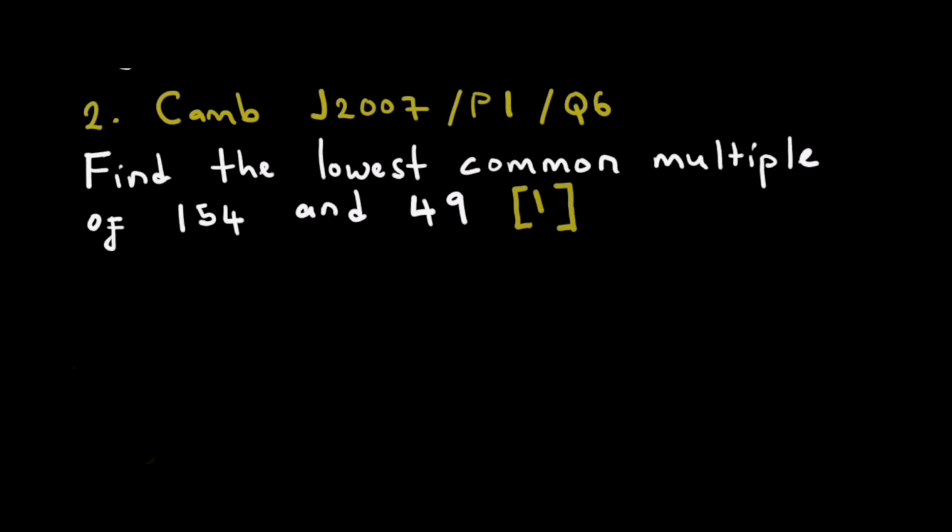Number 2 yehomework yedu yatorwa from Cambridge June 2007, paper 1, question number 6. Iri kuti find the lowest common multiple of 154 and 49, again in a 1 mark.